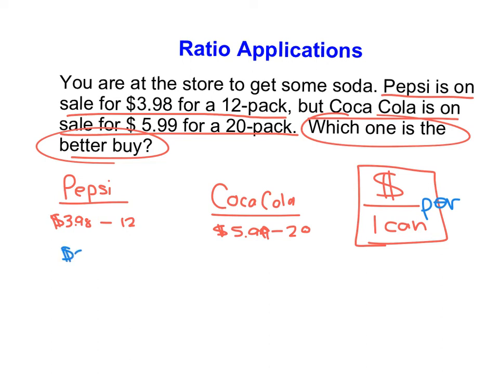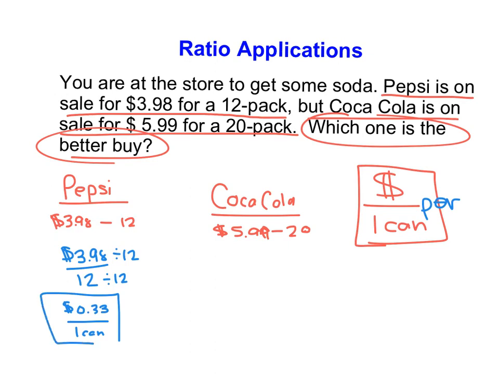So here I have $3.98 for 12 cans. And what I'm going to do is turn this into a unit rate by dividing each of those by 12. So I want the cost per single can. If I take $3.98 and divide it by 12, I determined that it will cost about 33 cents per 1 can. So that's what Pepsi's deal is. Essentially, if I divide that out, it's 33 cents per 1 can.